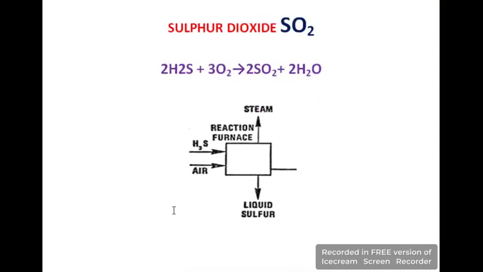The first one is hydrogen sulfide, the second one is air, and air is here to provide oxygen for the combustion process and also react with sulfur to convert sulfur into sulfur dioxide, and as a result we get liquid sulfur in this furnace. So you know well that sulfur is also available in three phases: liquid, solid and gaseous state, but here we get liquid sulfur.